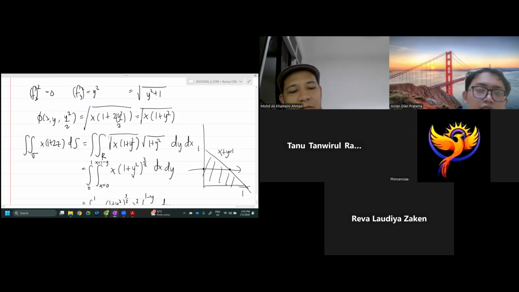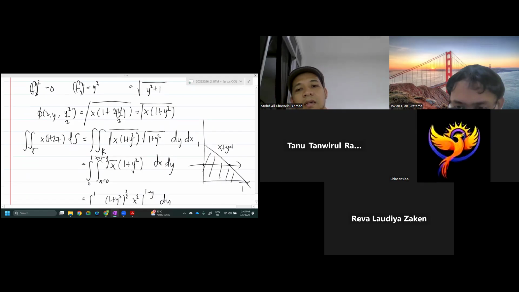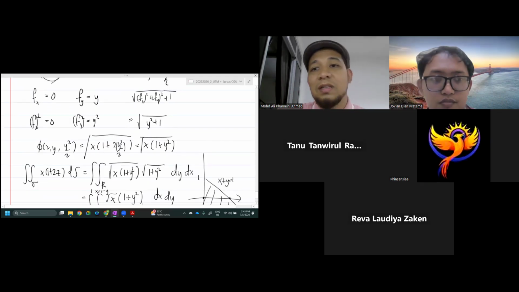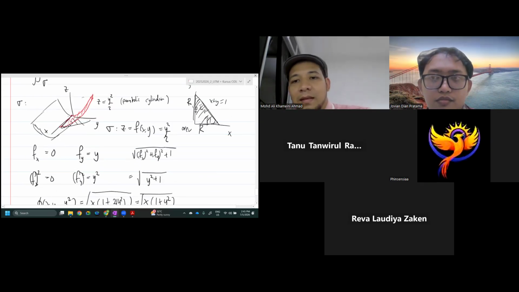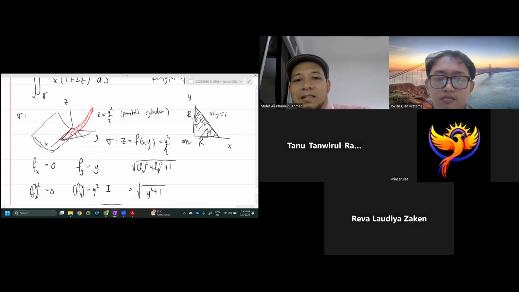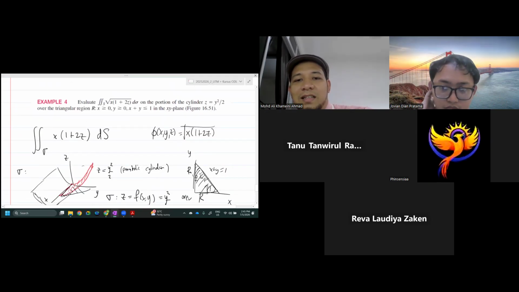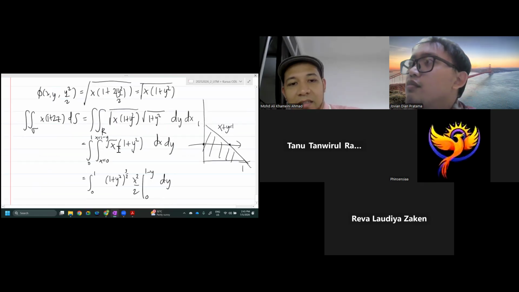Then this one should be power 1, because you have square root here and square root here. 1 over 2 plus 1 over 2 should be 1 then. And you have square root here. Yeah, I missed this one. So that's it. I think this one is easy to continue. The answer should not be difficult to get.